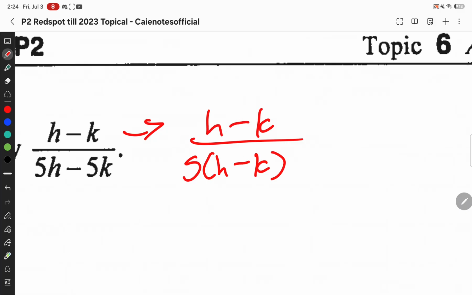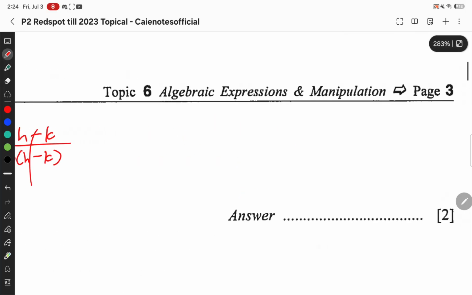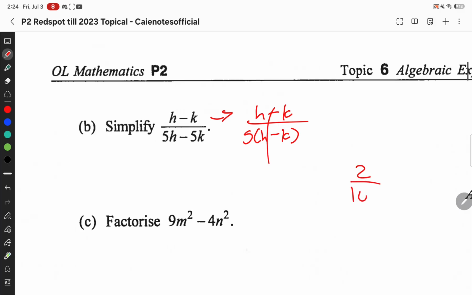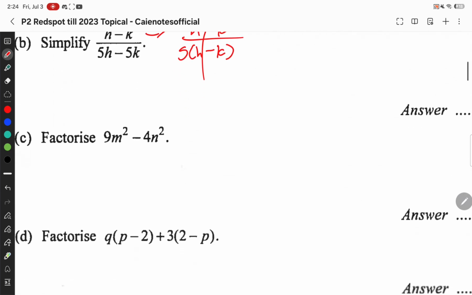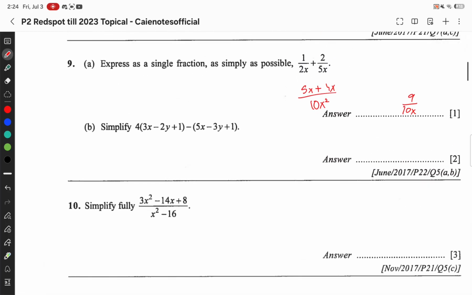Here we have h minus k, 5h minus 5k. On the top, nothing can happen. They are not like terms. On the bottom we can factorize it and factor out a 5. Now these h minus k terms are the same. You can cross them out and get this. It's like doing 2 over 10 is equal to 2 over 5 times 2, and we cross out the 2 to get this. There are billions of other examples.